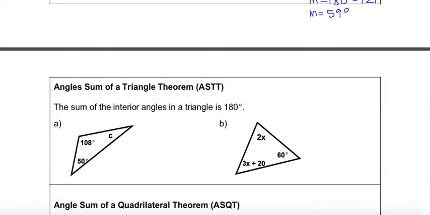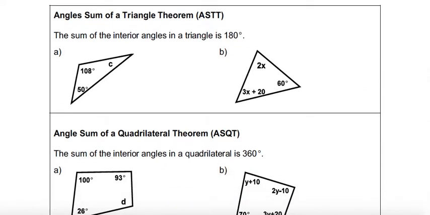Okay. So now we need to look at some angle theorems involving triangles. What we have is the angle sum of a triangle theorem. This tells us that all of the angles within a triangle add up to 180 degrees. So that's important to remember.